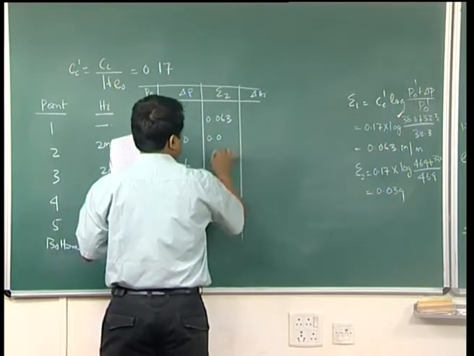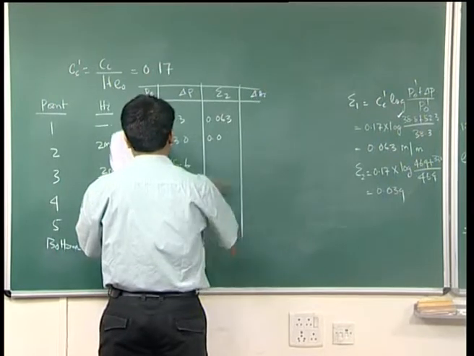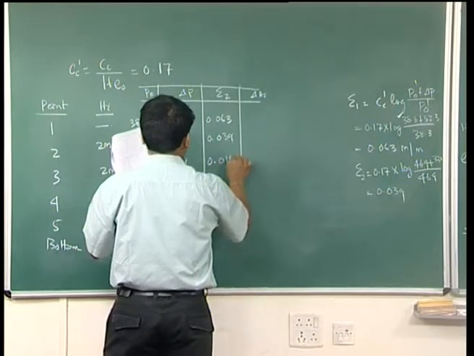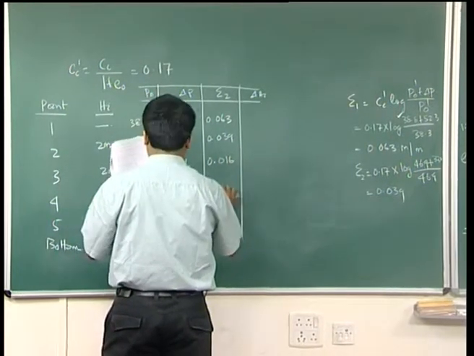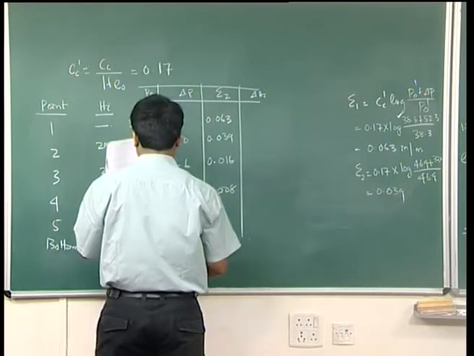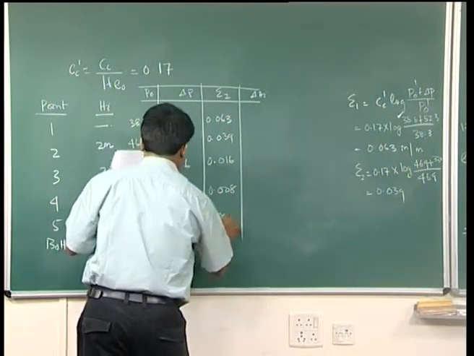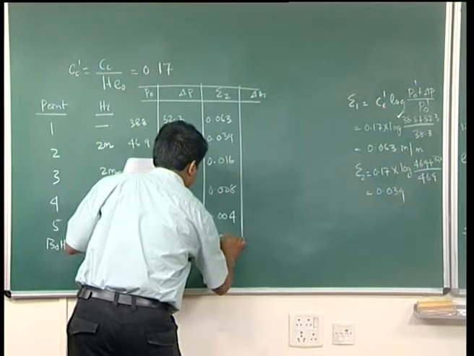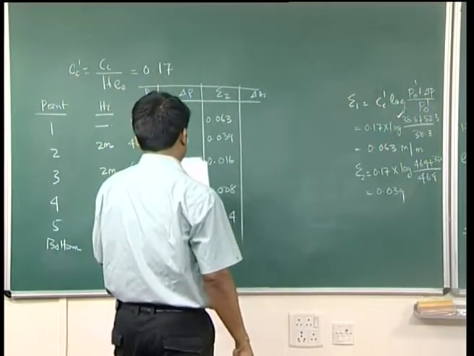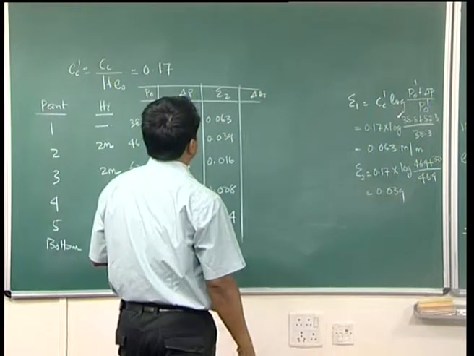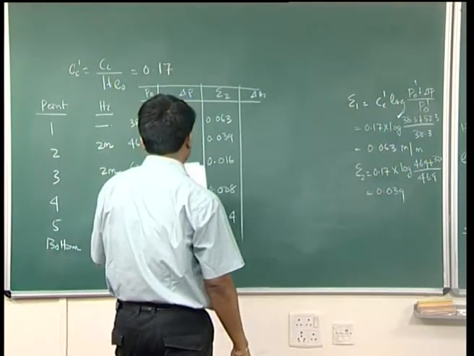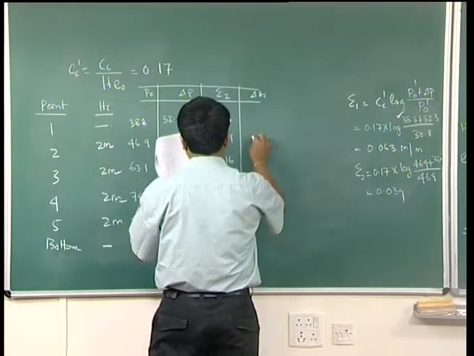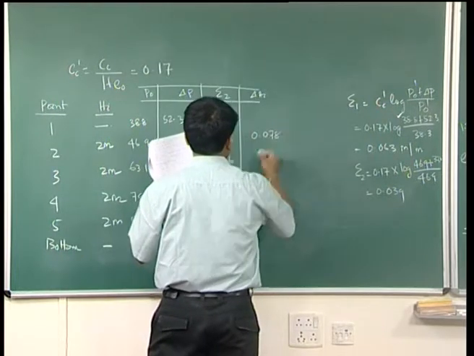So, 0.039, then 0.016, 0.008, then 0.004, then 0.003. Now, the change in height will come from your strain. So, this will be this minus this. So, it will be coming 0.078.